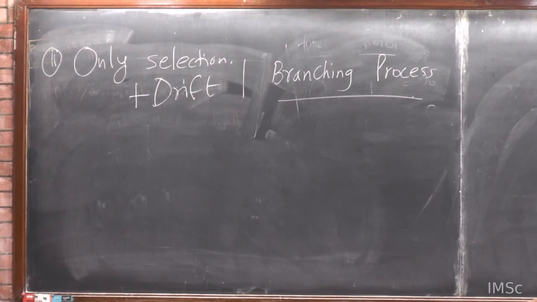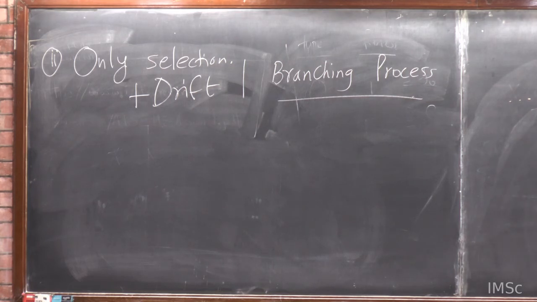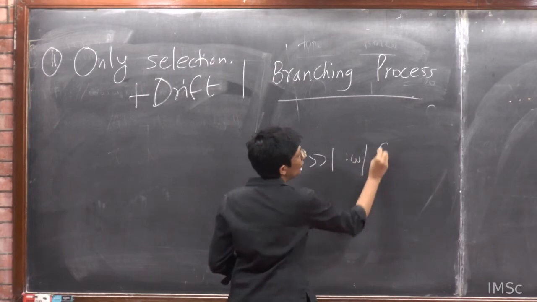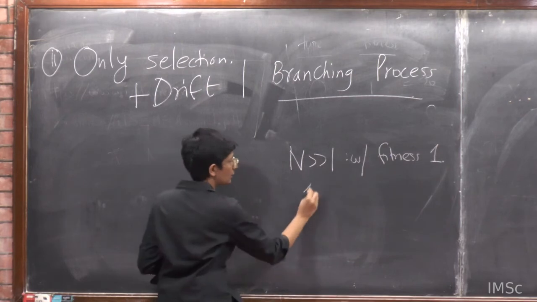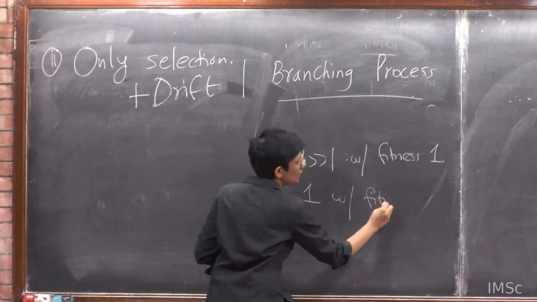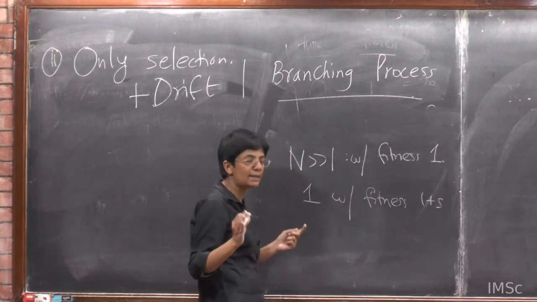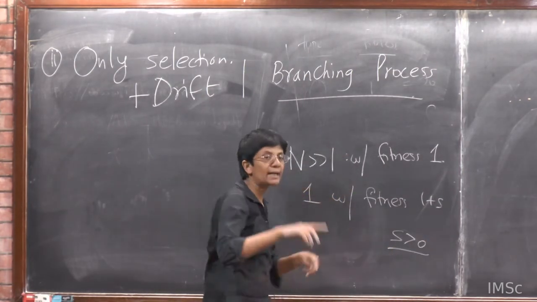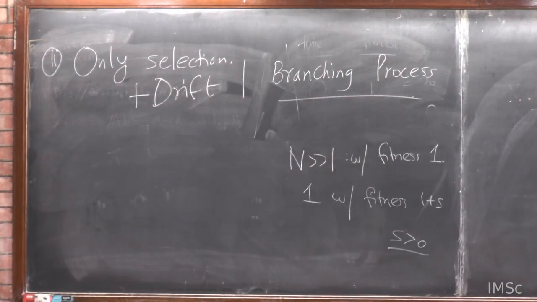So what I have in mind is that there is a very, very large population with fitness 1, but there is just a single mutant with fitness 1 plus S. This calculation holds only when S is strictly positive. So I can't get the n dependence; for that you have to set up the Fokker-Planck equation.